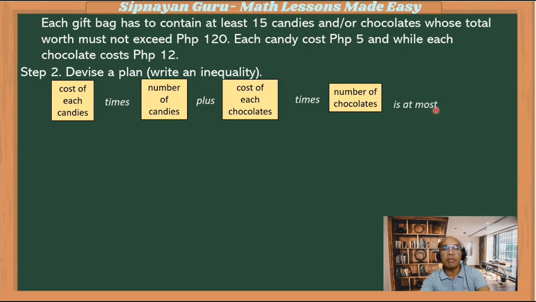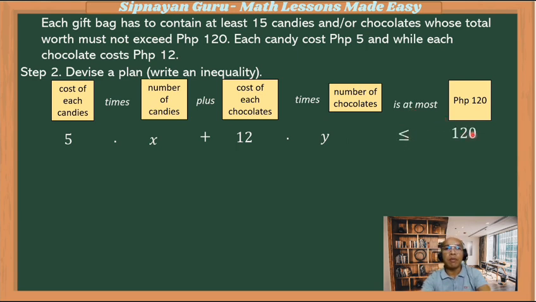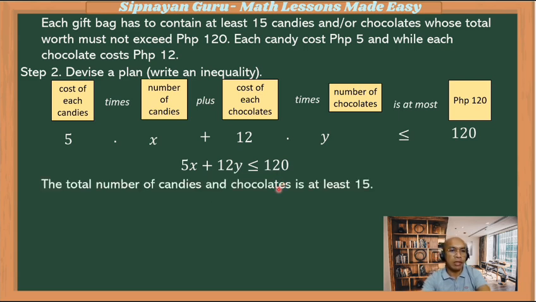The cost should not be more than 120 pesos. 5 times the number of candies represented by x plus the cost of each chocolate, that is 12, times the number of chocolates represented by y is at most, so we will use less than or equal to 120. Simplify, this is 5x plus 12y less than or equal to 120.